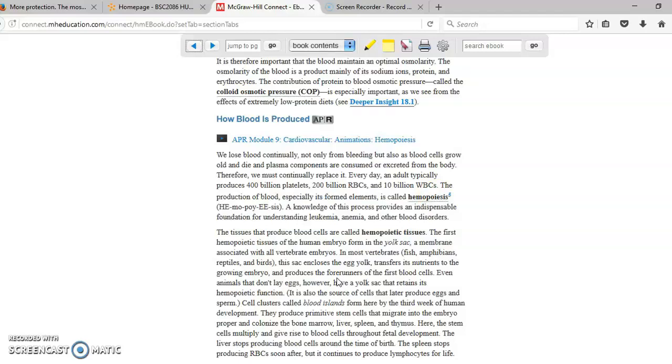White blood cells, red blood cells, and platelets. For how long is the red blood cell going to live? It's going to live for 120 days. After 120 days, this red blood cell is going to die.